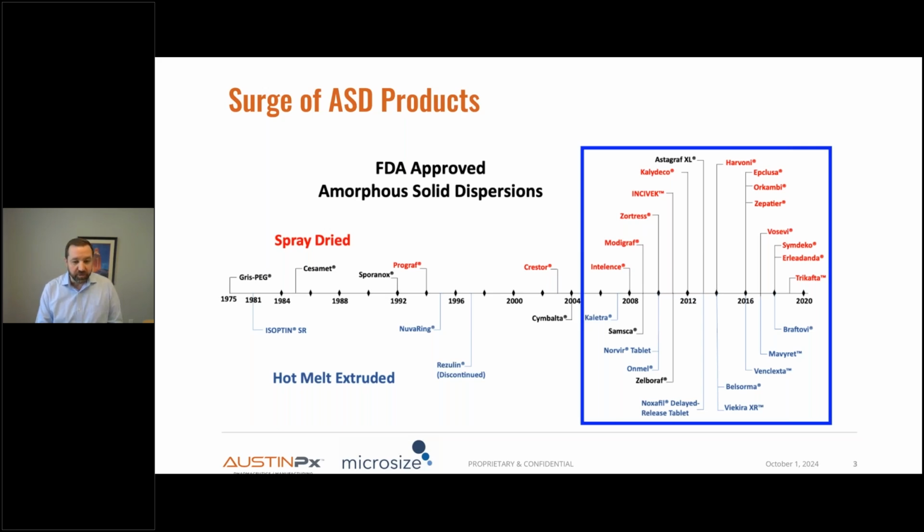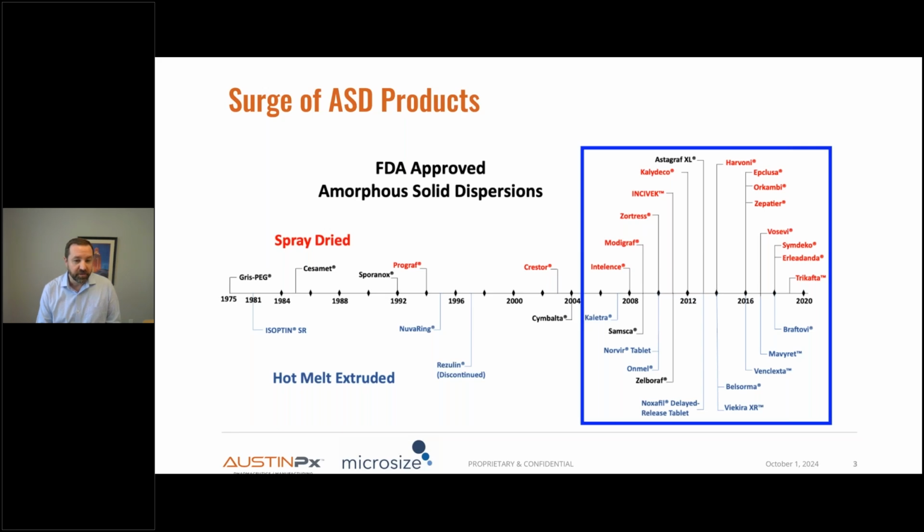However, we saw a real surge in the mid-2000s in development due to advances in the way molecules, new chemical entities, are developed. This has resulted in molecules that really need these enabled compositions in order to achieve relevant blood levels, achieve bioavailability targets so that they can be clinically effective. And we can see that spray drying and hot melt extrusion have really found a niche in solving these issues over the last 15 years.